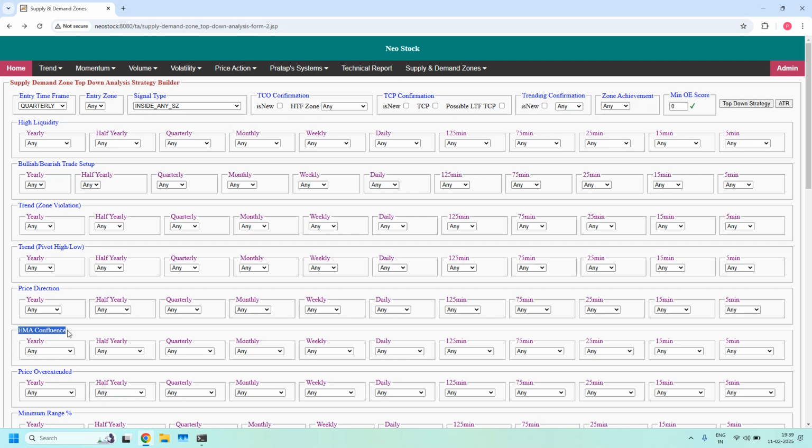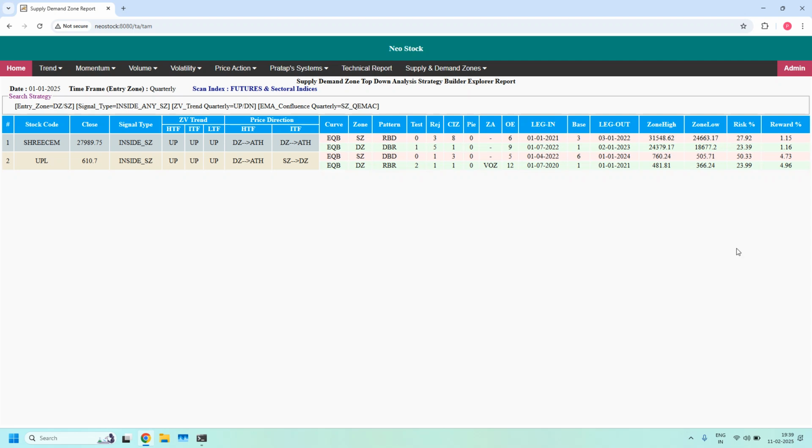In the EMA Confluence at quarterly time frame, I am setting the filter: quarterly supply zone having quarterly EMA Confluence. Trend on the quarterly time frame is either up or down. We got 2 stocks out of 3. These 2 quarterly supply zones are having quarterly EMA Confluence. Okay, this is about quarterly time frame.